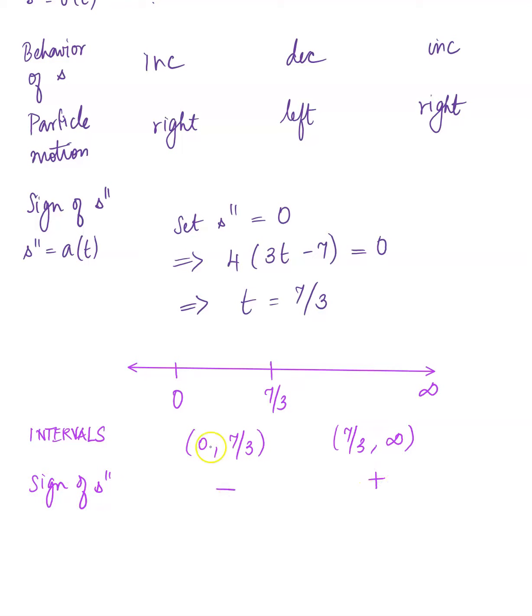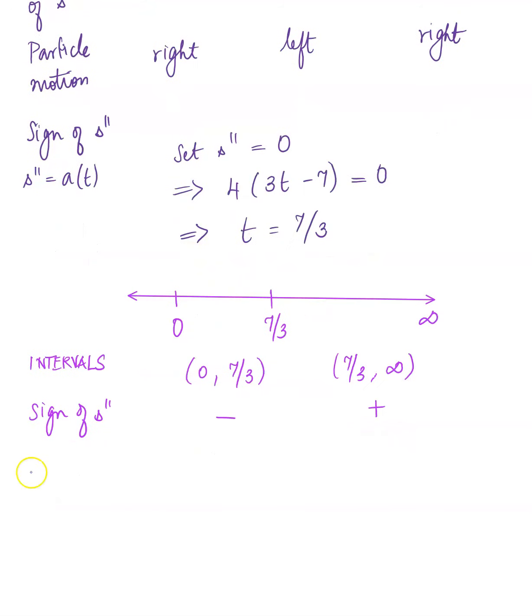Take a test point again and plug it in the second derivative. You get that. And then we have concavity. Because it's negative, it's going to be concave down. Second derivative negative is concave down. Positive is concave up. Wonderful. Now we're going to put all these things together to sketch our curve.